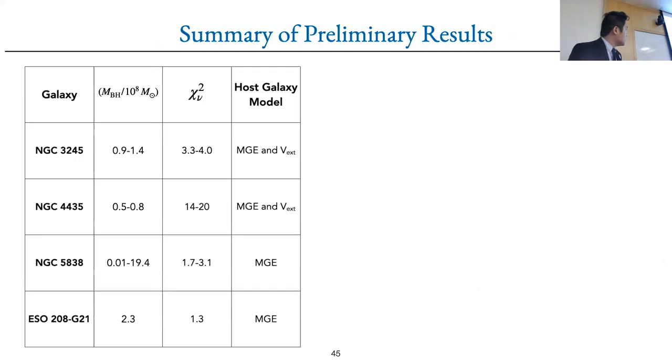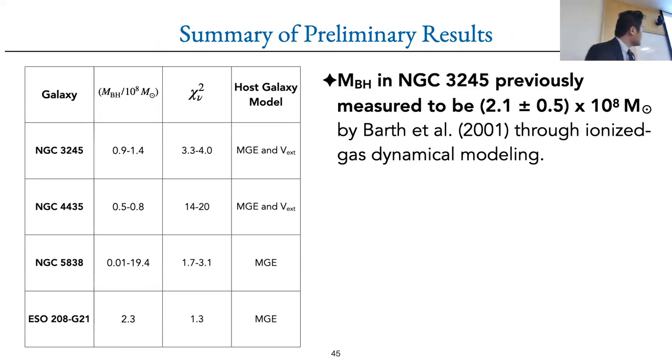So first, let me show you a table of preliminary results of the black hole mass measurements, the last four. We have the galaxy in this column, the black hole mass in units of 100 million times the mass of the sun, and the reduced chi-squared, along with which host galaxy models were tried. So some interesting notes about these galaxies. 3245 was previously measured by my advisor back in 2001 with ionized gas dynamical modeling, and had a black hole mass of about 210 million times the mass of the sun.